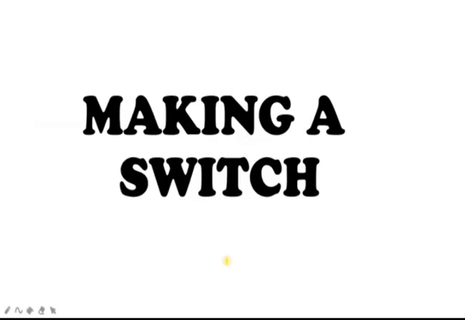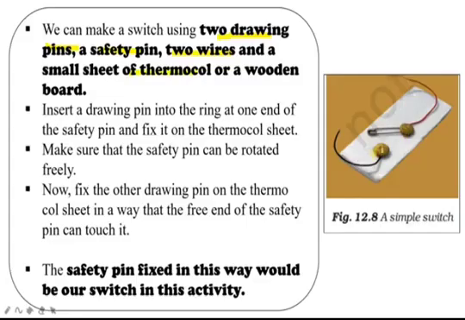Now let's study in detail by making a switch. How to make a switch? We can make a switch using two drawing pins, a safety pin, two wires and a small sheet of thermocol or a wooden board. Insert a drawing pin into the ring at one end of the safety pin and fix it on the thermocol sheet. Make sure that the safety pin can be rotated freely. The safety pin is actually acting as a switch here. Now fix the other drawing pin on the thermocol sheet in a way that the free end of the safety pin can touch it.